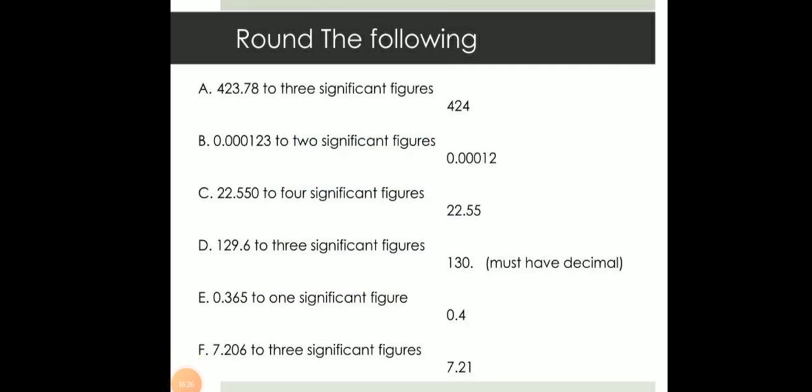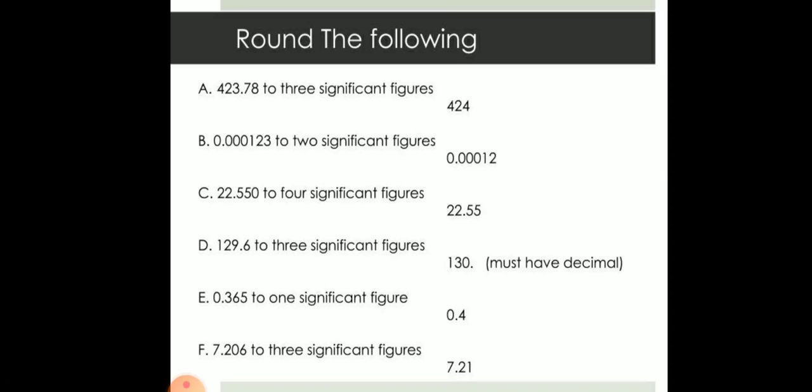Now let us do some exercises on rounding the following numbers. The first one, 423.78 to 3 significant figures. How are you going to write 3 significant figures? You have to round it off. So it becomes 424. The second one, 0.000123 to 2 significant figures. So it is 0.00012. Next, 22.550 to 4 significant figures. The value is 22.55.